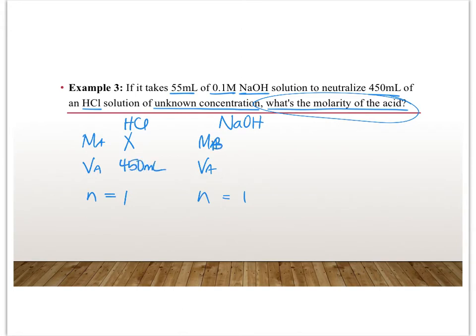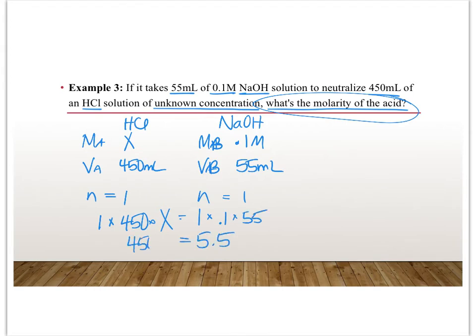Molarity, these should be B's. Molarity of the base is 0.1. Volume of the base is 55. So we have 1 times 450 times x equals 1 times 0.1 times 55. So that's 5.5 equals 450x. So x is equal to 5.5 divided by 450.